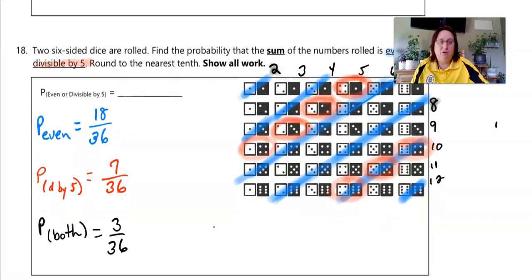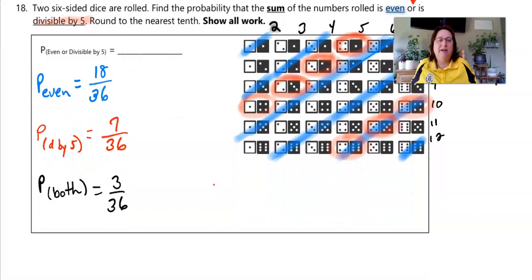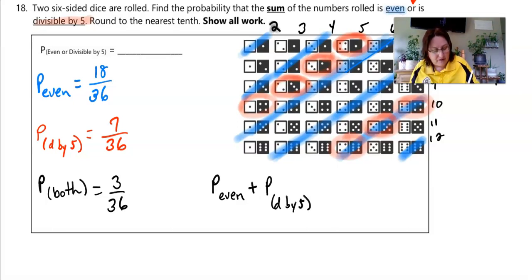Okay, so let me scroll down here and we're going to set up our equation and we're going to see what you guys come up with. Okay, so we've got the probability of even. And then we said earlier we're going to add those probabilities because it says or, plus the probability of divisible by 5. And then I just said we're going to subtract the overlap. So we're going to subtract the probability of both.